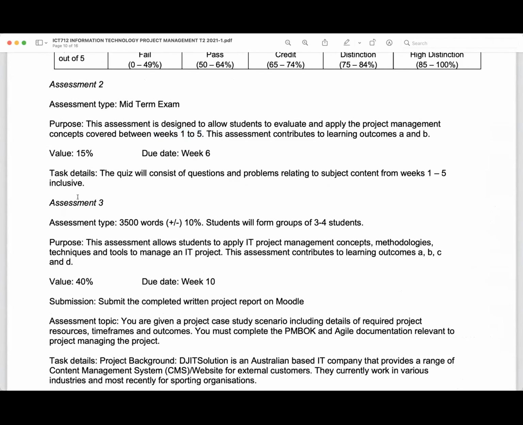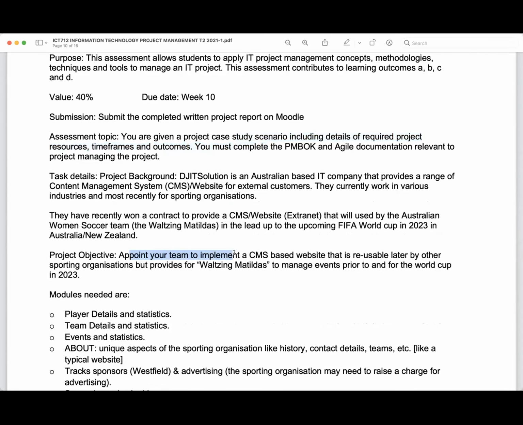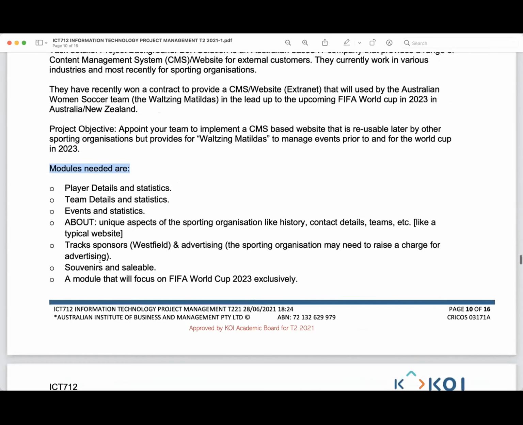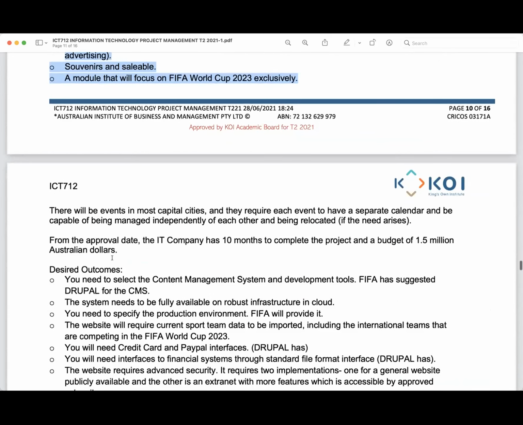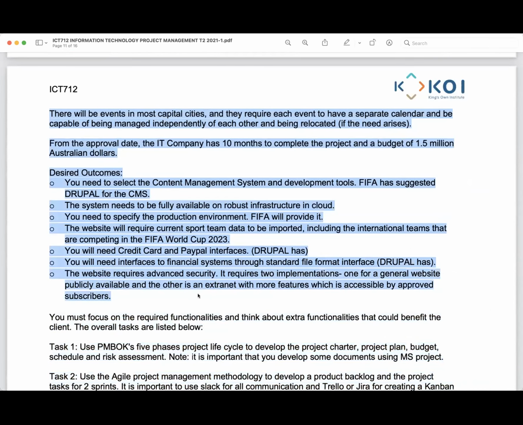And this is a big one. All the details are available. You have a project, and that project is for you to deliver an outcome. You need to appoint a team to implement a content management system website that is reusable later by other sporting organizations. There are many various modules needed for that particular project. It's about reading all of that information and understanding what we're trying to do. All the outcomes have been explained to you, what it's asking, and there are 4 questions you need to answer.